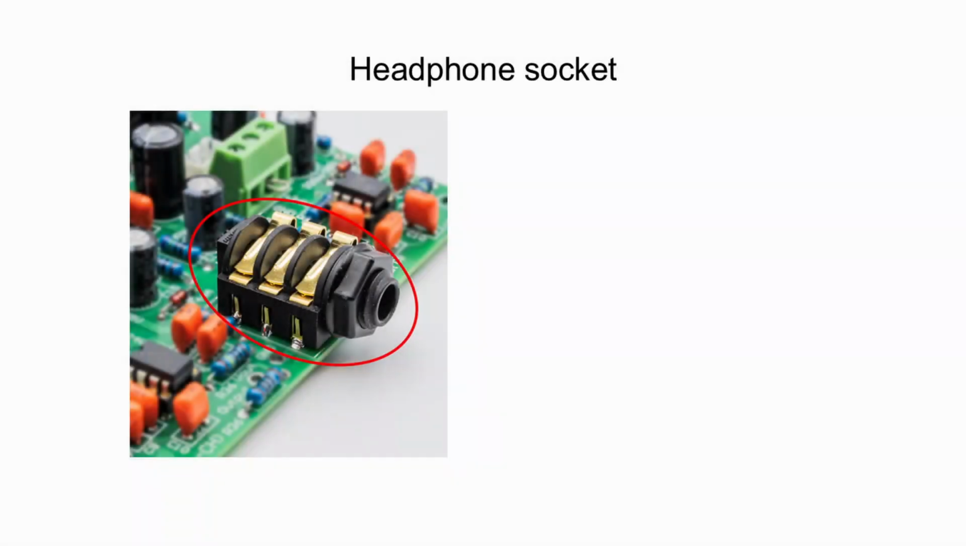Since this amplifier can be operated as either a headphone amplifier or a line stage amplifier, therefore, there must be a switch to set the operation between them. The headphone socket as shown in the photo is the required switch.